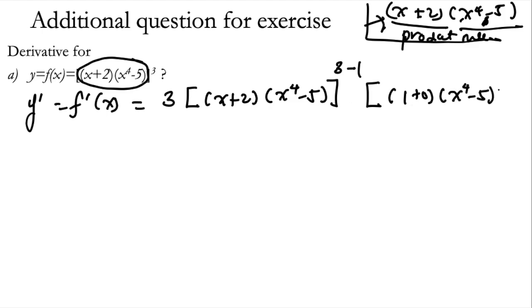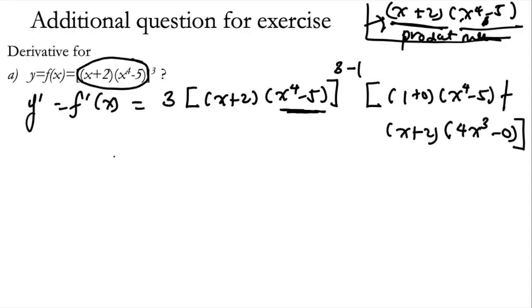And then plus. Why plus? Because I'm using the product rule. This multiplied by this one: x plus 2 stays constant, but this one we need to differentiate. So how do we differentiate it? 4x cubed, isn't it? Minus 0 because no x here, so when you differentiate it becomes 0. And then close the bracket.